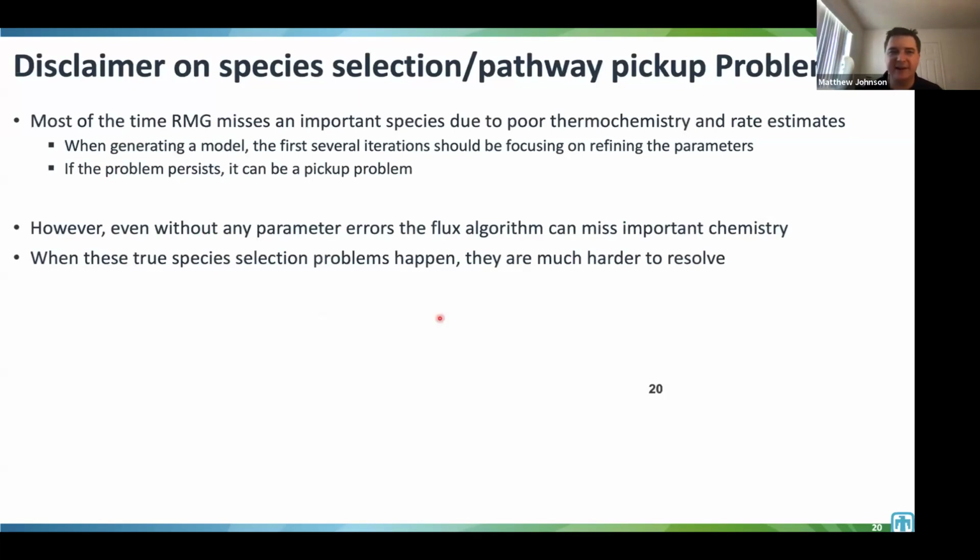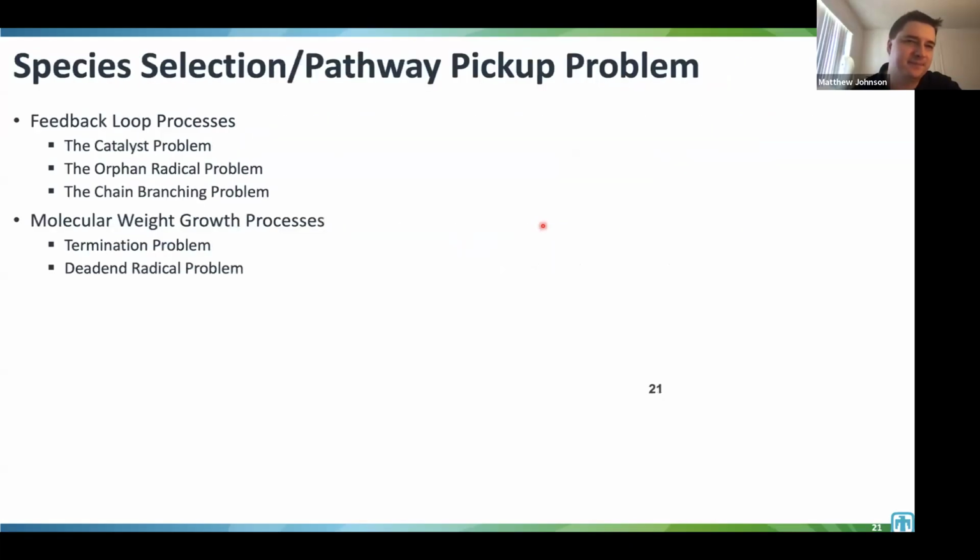Most of the time when you're running RMG and it misses some species that you want it to have, it's due to poor thermochemistry and rate estimates. This is almost always the case. When generating a model, your first few iterations should really be focused on refining those parameters to get this right. However, there are some species pickup challenges where RMG might miss certain pathways because of broader algorithmic aspects, and that's what this section is going to be about.